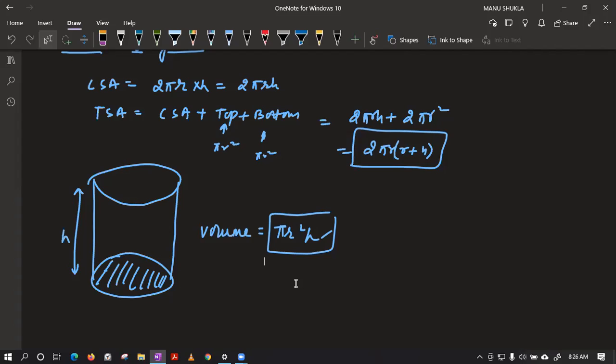You can try example number 14. Time is 26 right now. Let me give you the hint.